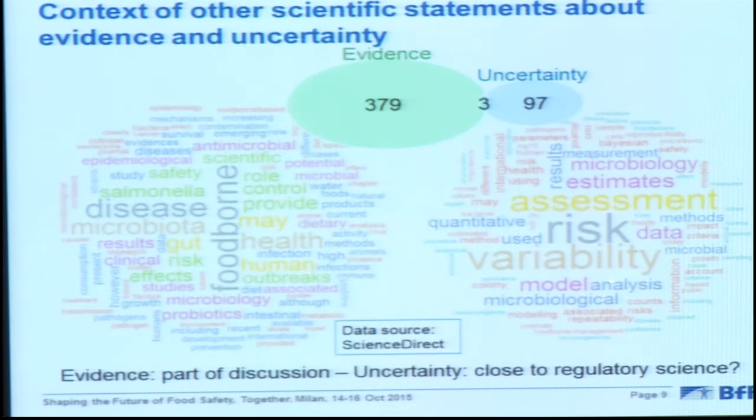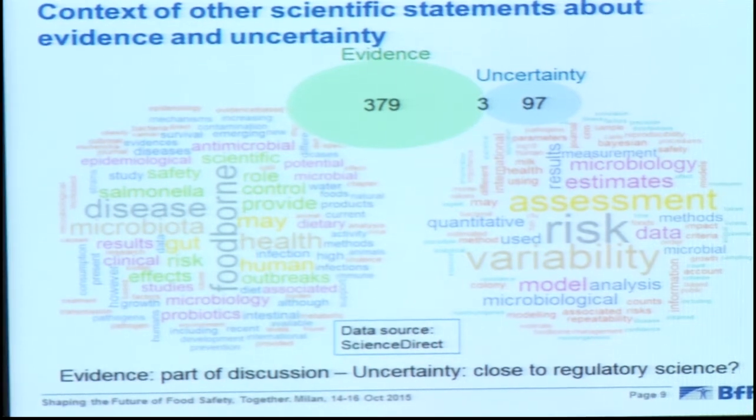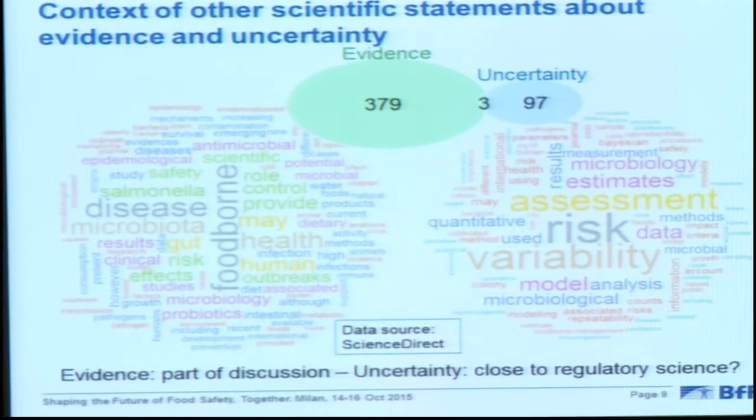Here are the results. First of all, we see, not surprisingly actually, more hits. There are 382 papers in which evidence has been used, 100 papers in which uncertainty has been used, and then even a few, only 3 papers in which both terms have been used.